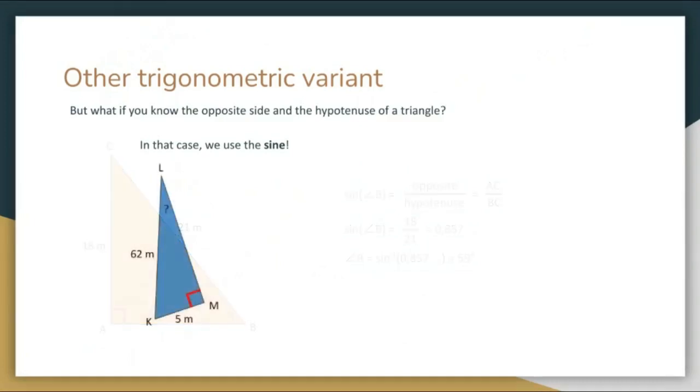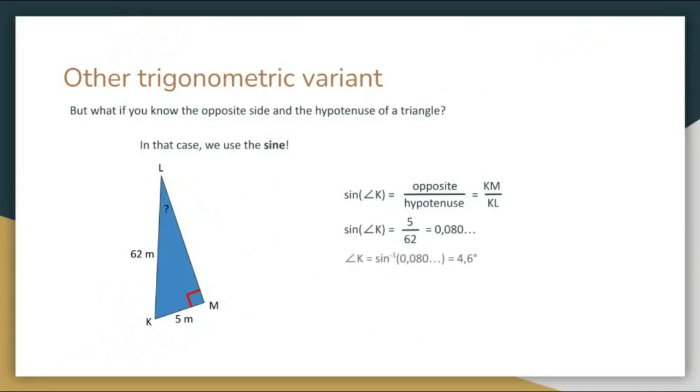Triangle KLM with one side of 5 meters and a hypotenuse of 62 meters. We want to know angle L, so we make calculations from angle L. The sine of angle L is opposite over hypotenuse, so KM over KL. We fill in the numbers we know, 5 divided by 62, and receive 0.080. Finally, we take the inverse sine and receive 4.6 degrees for angle L.